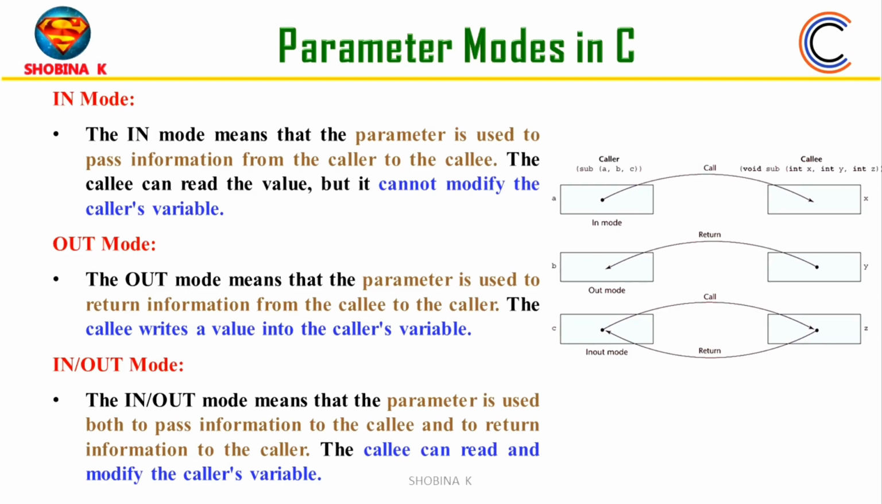The out mode means the parameter is used to return information from the callee to the caller. The callee writes a value into the caller's variable. Typically, it is achieved using pointers. So the function receives the pointer to the variable and modifies the variable's value directly.